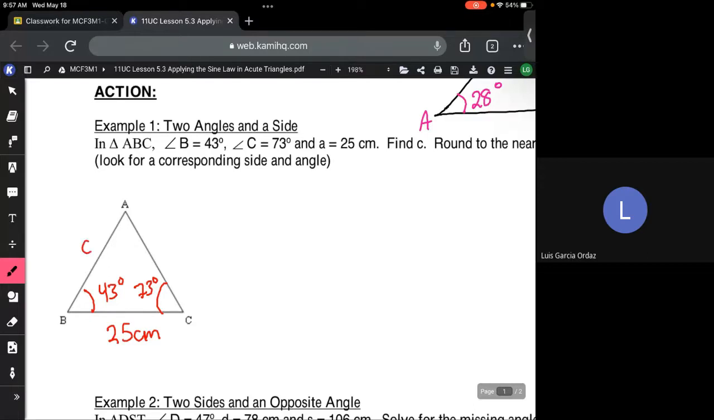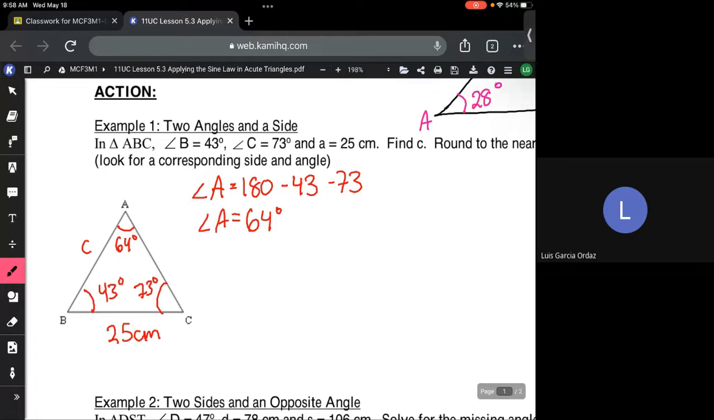Okay. So we have side A. However, do we have angle A given to us? No. Do we have two angles already given? Yeah. So how would I find angle A? Okay. Not yet. We can't apply the law yet. How do you find angle A? 180 minus 43 minus 73. What does that give us? 64. So angle A is 64 degrees.